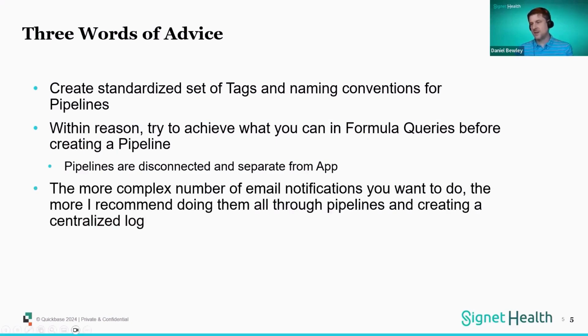Lastly, I have found that the more complex and greater number of email notifications you want to do, the more it becomes beneficial to centralize your email notifications in possibly its own little app with its own set of pipelines. And the reason I've discovered that is because, given the fact that every app and every table within an app can send email notifications, oftentimes it gets very difficult to track down where the heck these emails are coming from and what's sending them, when they're sending them. So having a standardized approach to that helps.